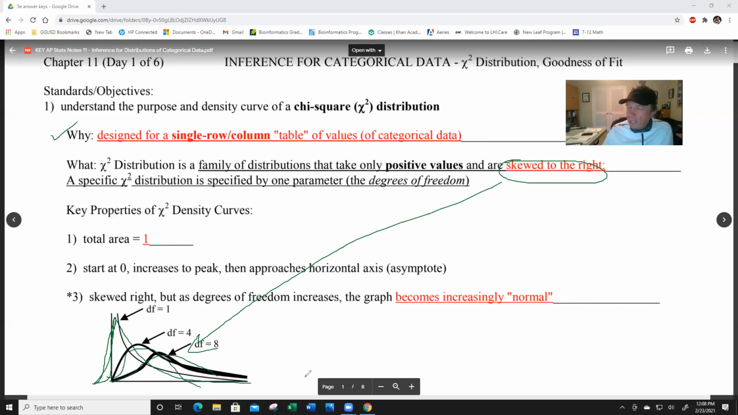It never quite gets there. I guess it would at some level. Okay. And you see all of that. So this is not a normal curve.